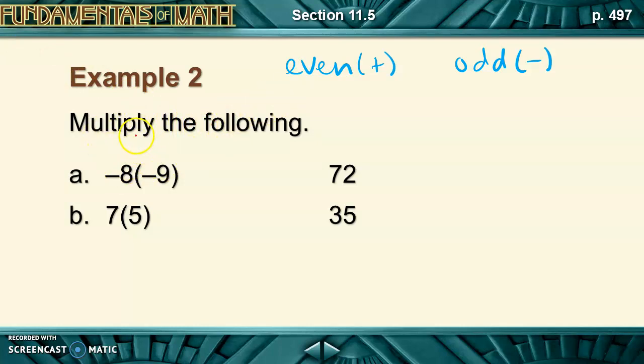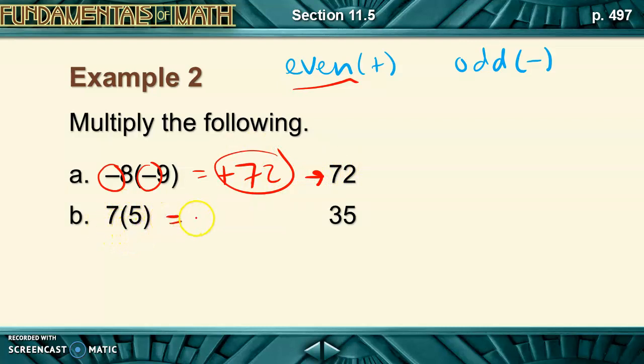Let's multiply the following, and in this case we have 2 negative signs. 2 negative signs is an even amount, so the whole thing is positive, and 8 times 9 is 72. Our answer is 72. Alright, how many negative signs do we have? We have no negative signs, so it's just a regular multiplication problem. 7 times 5 is 35. The whole answer is positive, and that makes sense.